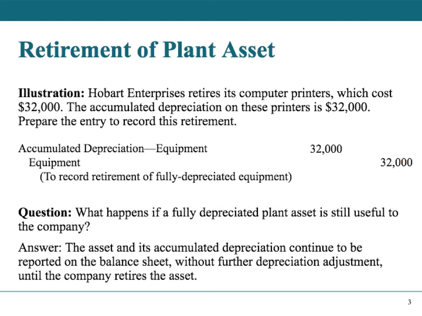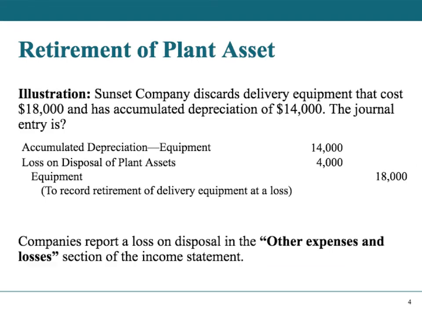Now, good question here. What happens if a fully depreciated plant asset is still useful in the company? That's okay. The asset and accumulated depreciation will be reported on the balance sheet, and you will not be taking any further depreciation until the company retires the asset, just like that. So basically, in this case, book value will be 0, but we still carry it on the books. Otherwise, if you take it off the books, there will be somebody who can drive off with that equipment, and you won't even know because you don't have any records of it.